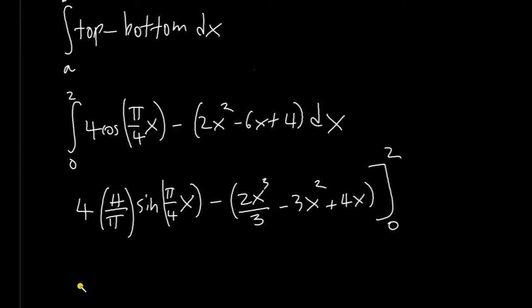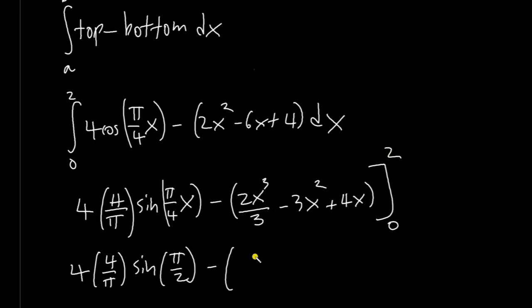If we plug in 2 first, we'll get 4 times 4 over pi times sine of pi over 2, because pi over 4 times 2 is pi over 2, minus 2 times 8 over 3, so it's 16 over 3, minus 3 times 4, which is 12, plus 4 times 2, which is 8. And then if we plug in 0, you get sine of 0, which is 0. That whole thing would be gone, and all of this will also become 0. So if you plug in 0, basically everything becomes 0, so you'd just be subtracting 0. That's not really relevant.